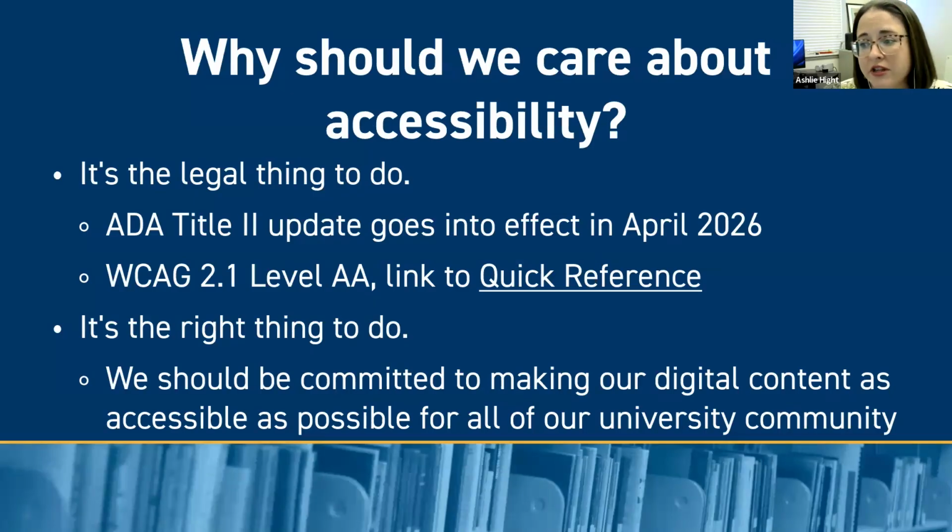So why should we care about accessibility? First of all, it's the legal thing to do. In April of 2024, the Department of Justice updated the regulations for Title II of the Americans with Disabilities Act, also usually called ADA. The new rules ensure that state and local governments create and maintain their web content to WCAG version 2.1 level 2A standards. For most government entities, this rule goes into effect in April 2026, so in about 6 months.